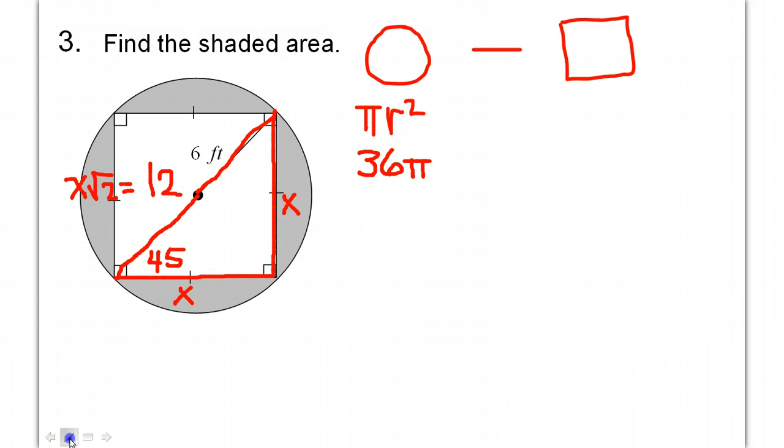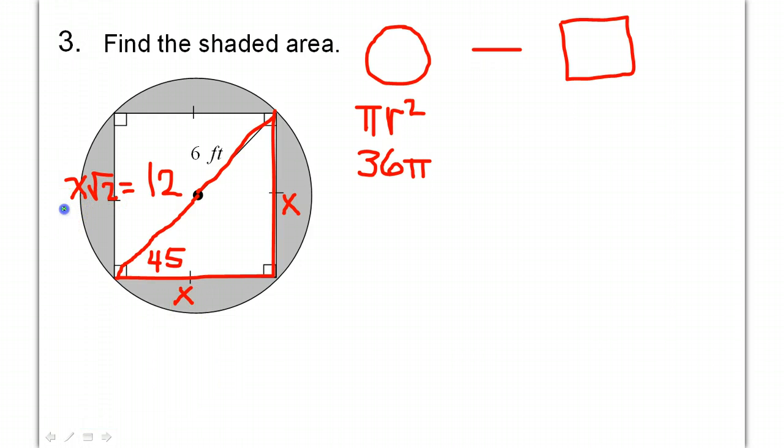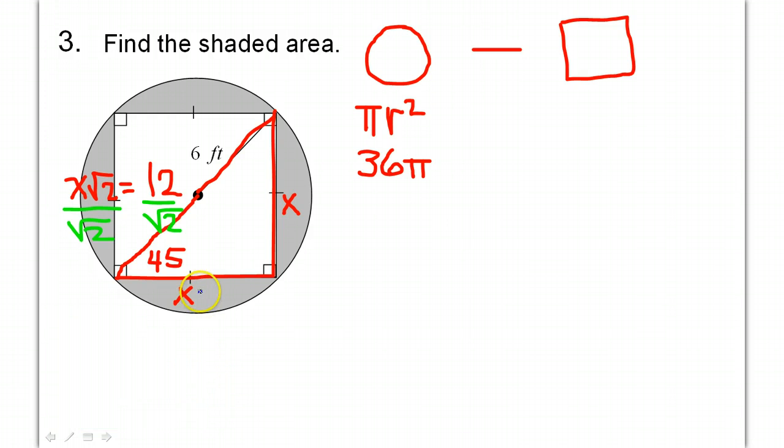So what am I going to do? Well, I need to divide by radical 2. So I'm going to divide by radical 2 on both sides. Okay, if I do that, this is what I get. I get 6 radical 2. Okay, that tells me that both of these x's are 6 radical 2.